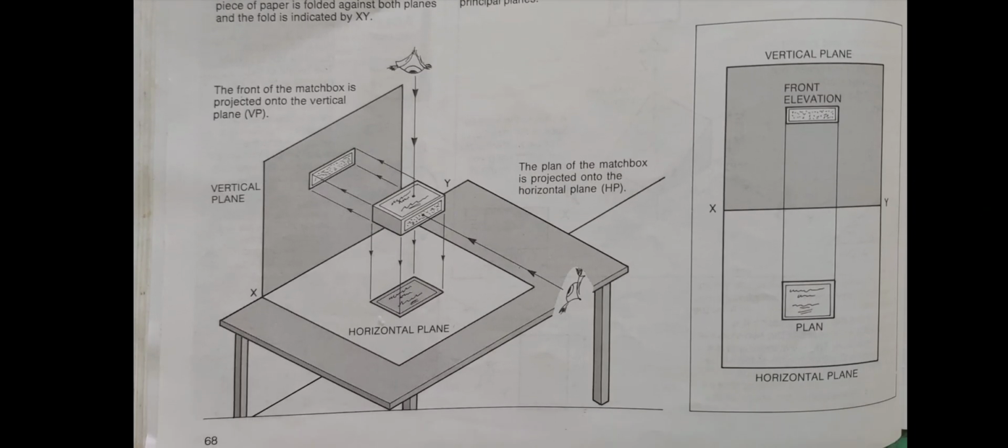matchbox that they're showing here, you can see the vertical plane is where you would view the front from, where you would view the front elevation from. And the horizontal plane is where you would view the plan elevation from, right? It's showing you there on the diagram.